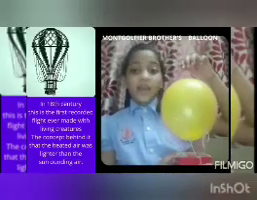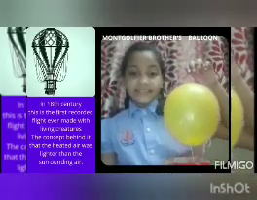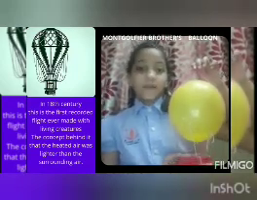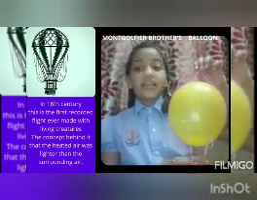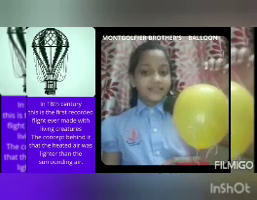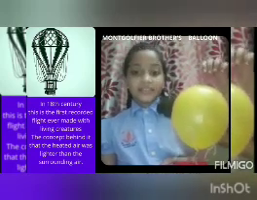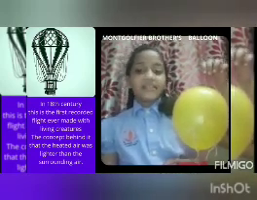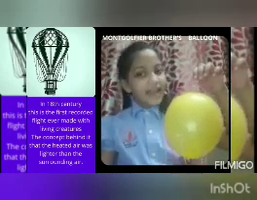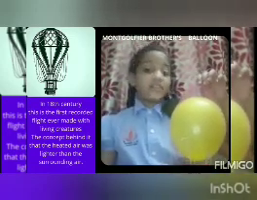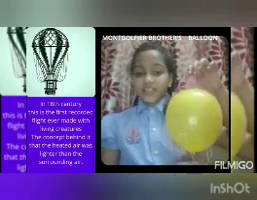So this is my hot air balloon. In the 18th century, this is the first flight made with living creatures. The concept behind it is that heated air is lighter than the surrounding air, so it was able to fly.